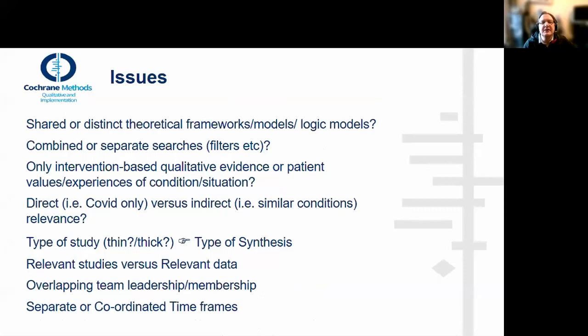Should the searches be taken together or separated using filters? Should we only use qualitative evidence of people who are actually undergoing an intervention to return to work, or should we be interested in people's experiences of returning to work? Should we only focus on return to work following COVID, or are there similar conditions conceptually that could be relevant? What type of study will we find? Will it be thin data or thick data? Because that will determine the type of synthesis, and we produce guidance to help in that selection.